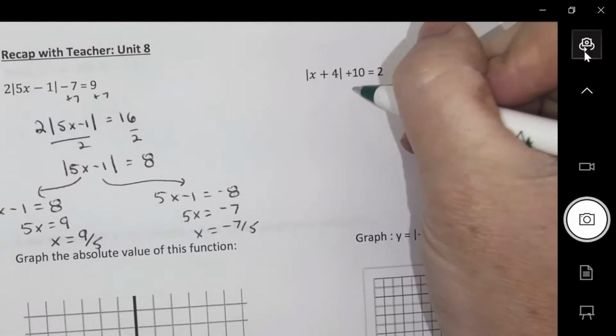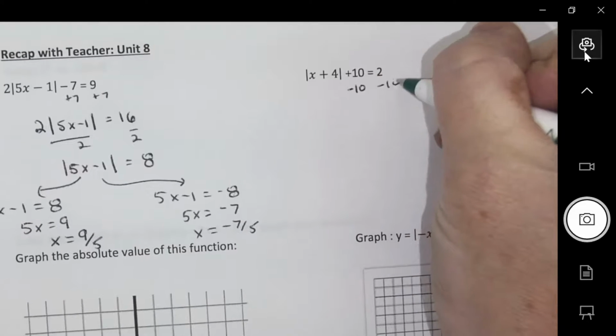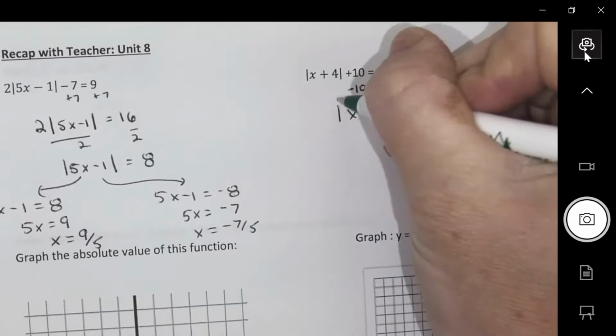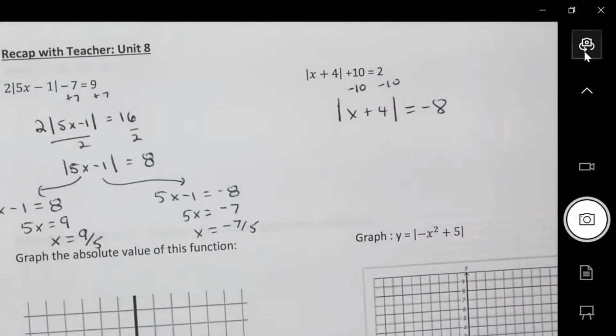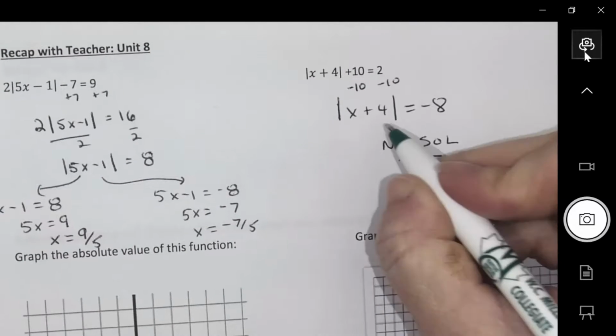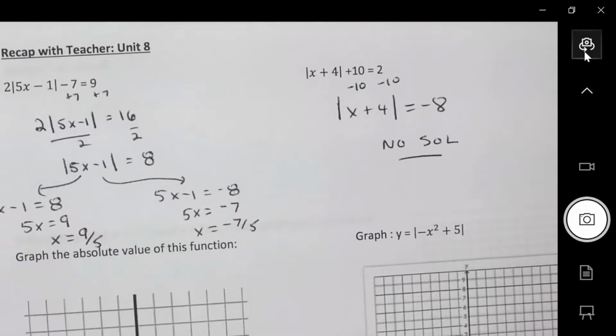Okay, next I'm going to algebraically get rid of the 10. Now what? Should I split it? Yeah. No. No, you could. There's no solution. What do we know? Absolutes can't be negative.